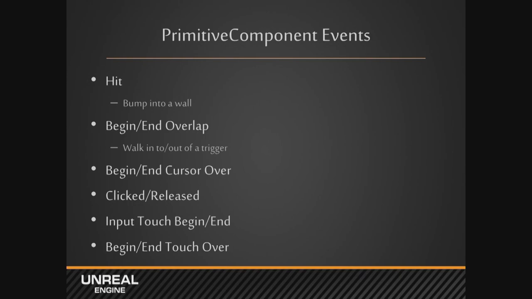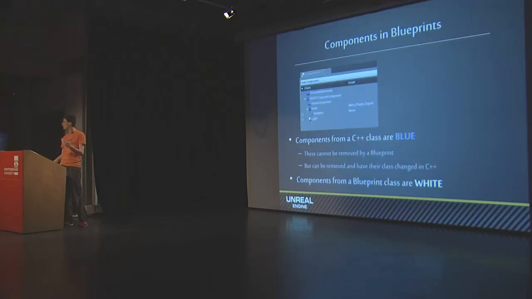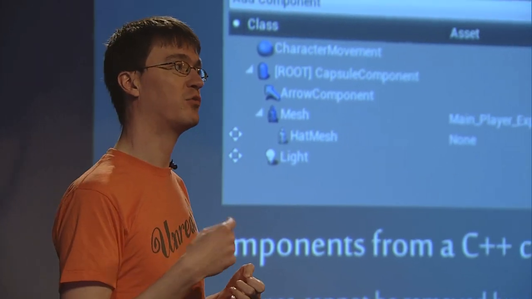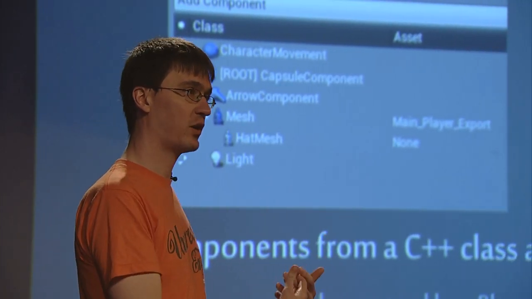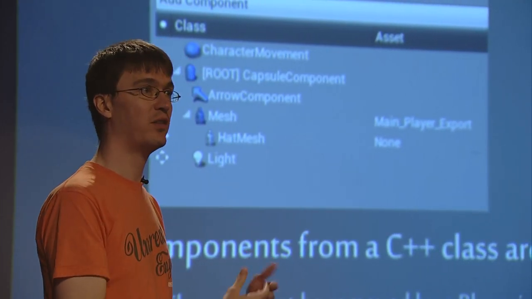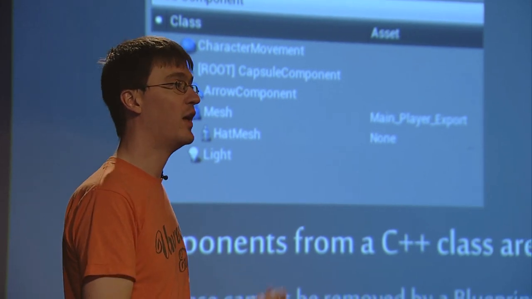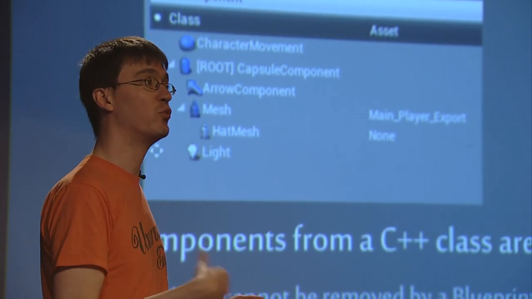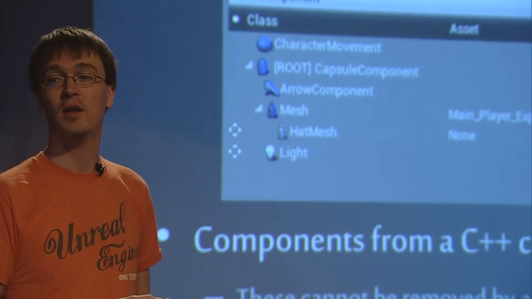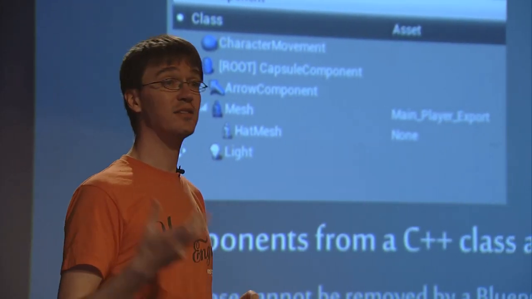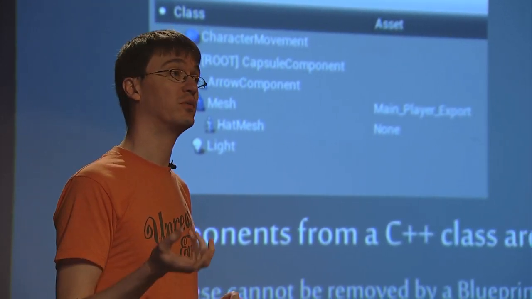So those, like I said, are different events on there. When you're working in the Blueprint Editor, some of the components will be blue and some of them white. The difference is the blue ones are added from a native base class. So I inherited some class that a programmer put together. Maybe it's us, maybe it's someone on your team. If it's blue, you can't delete it. You can't remove a component that a programmer has added in the base class, but the white ones are the ones that you've added. You can still change the properties of those components that the programmer added.